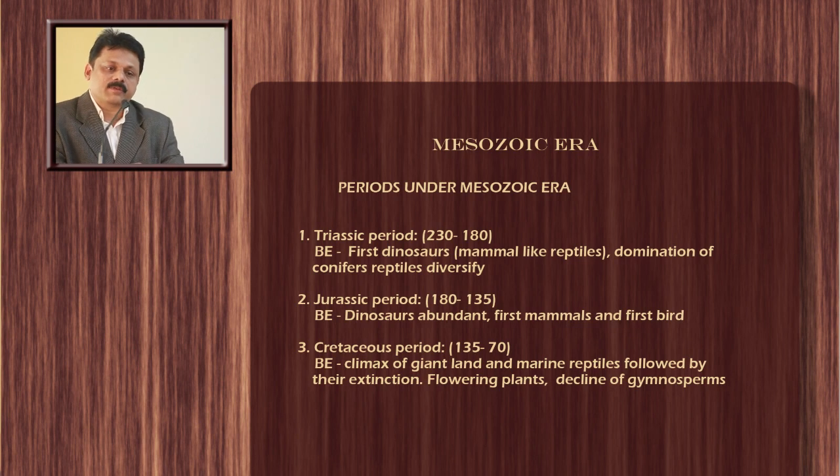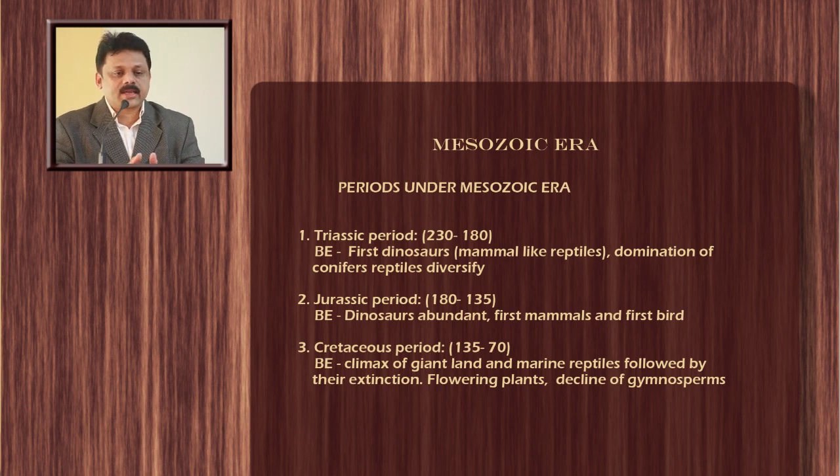The second period of the Mesozoic era is referred to as the Jurassic period, which is between 180 to 135 million years before present. And the major biological event that took place during the Jurassic period is the abundance of dinosaurs. The dinosaurs became abundant during the Jurassic period of the Mesozoic era between 180 to 135 million years before present. Apart from that, another major biological event that happened during the Jurassic period is that the first mammals as well as the first birds appeared during the Jurassic period of the Mesozoic era.